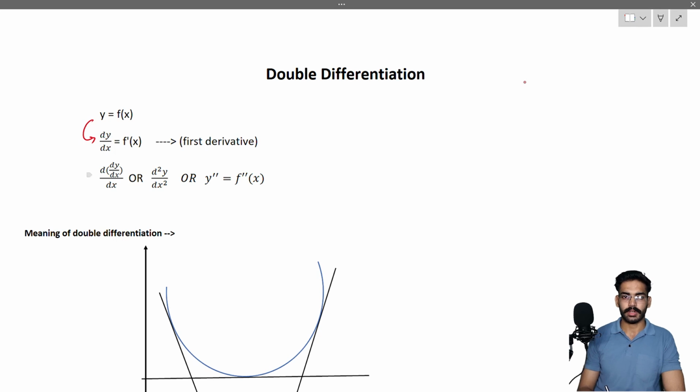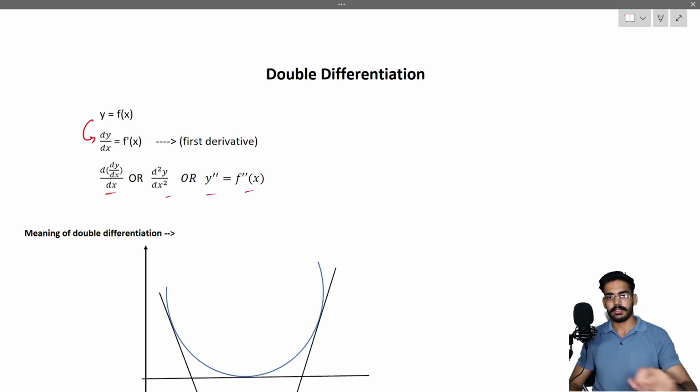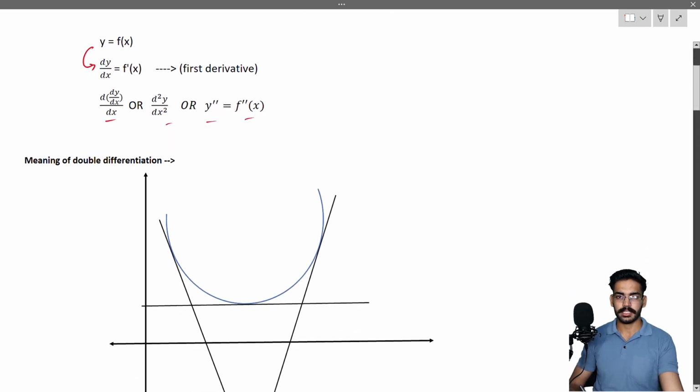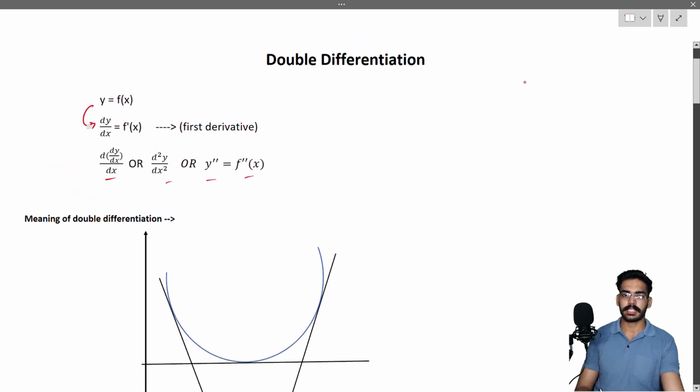So how can I write it? I can write d2y by dx square or y double dash. For the first derivative I write y dash, and for the second derivative I write y double dash equal to f double dash x. This is how I can write the double differentiation. Now, what is the meaning of double differentiation? Whatever function you get after the first differentiation, you differentiate it again, and that we call double differentiation.